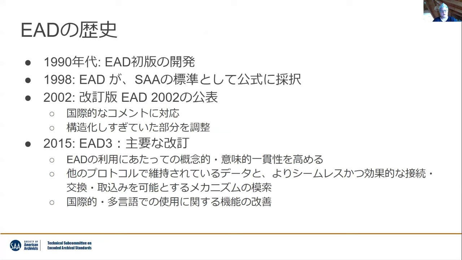The history of EAD runs relatively in parallel to the history of ISAD(G), although it actually started a little bit earlier in terms of publication dates. In the 1990s, the first version of EAD was developed, and in 1998 it was officially adopted as a standard by SAA. So that's EAD version 1 from 1998. The more prominent version, which you might know, is EAD 2002, which was released 4 years after that very first version. That was the first version that also addressed international comments, since EAD 1 is very much based on an Anglo-American approach to archival description. And then the latest version, EAD 3, was published in 2015.